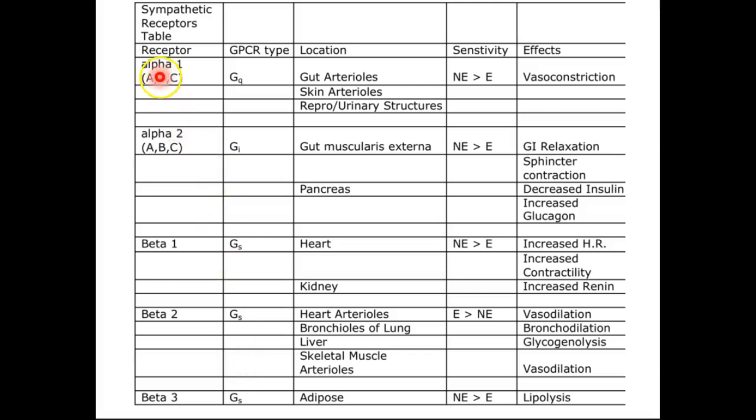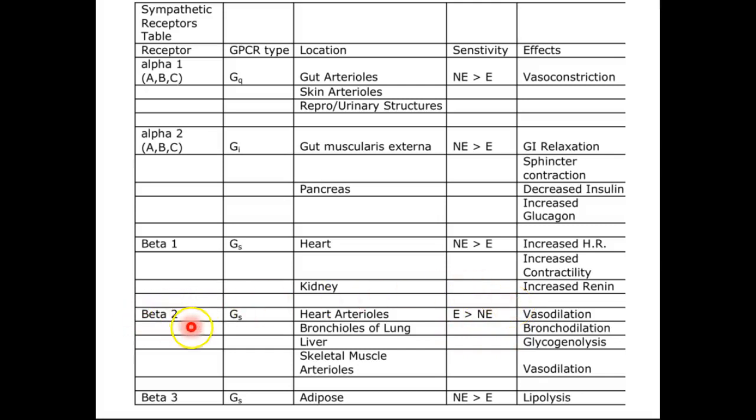Because you are going to have alpha 1 receptors, alpha 2 receptors, beta 1, beta 2, and beta 3 receptors, and blockers, and agonists and antagonists. So just zooming in on a few of these, and this goes to that question we had earlier, what's the difference between epinephrine and norepinephrine? Most of these prefer to bind to norepinephrine. Only beta 2 receptors prefer epinephrine on this list.